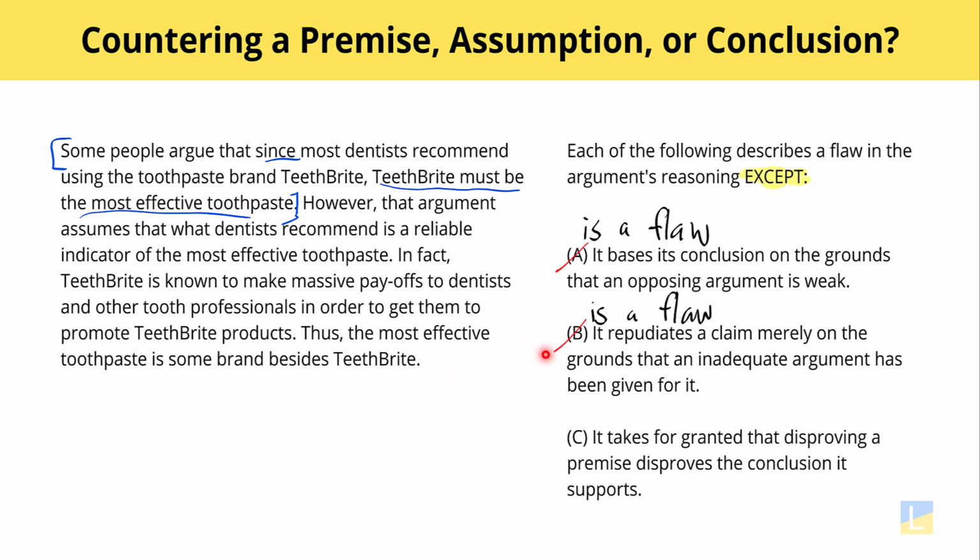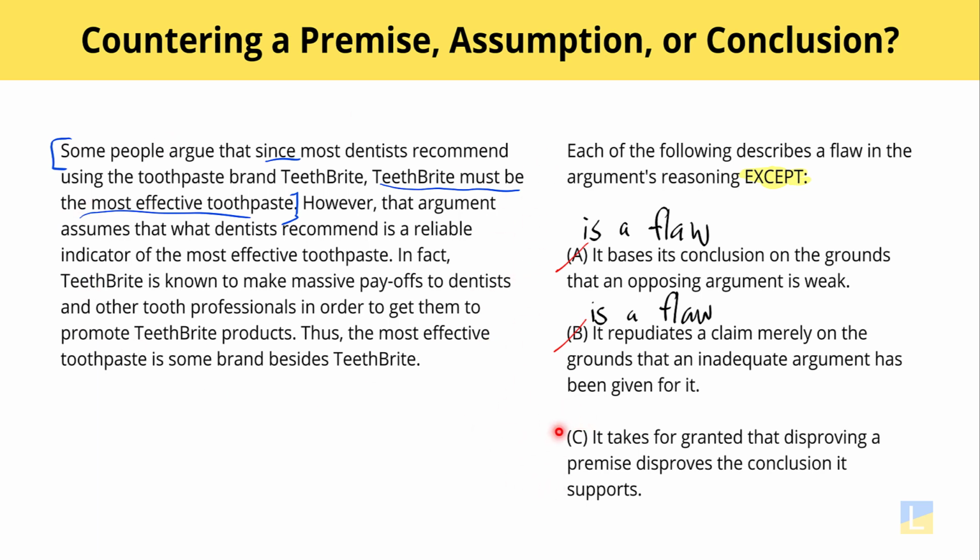So how does answer choice B work? Well, the author is repudiating the view that Teeth Bright is the best toothpaste. And they're doing that because the argument in support of that view was making an assumption that was questionable. In other words, there was an inadequate argument. The other person's argument was not good, and therefore their conclusion is wrong. I'm repudiating your conclusion. That is not a good way of reasoning, and that's why answer choice B does describe this flaw.